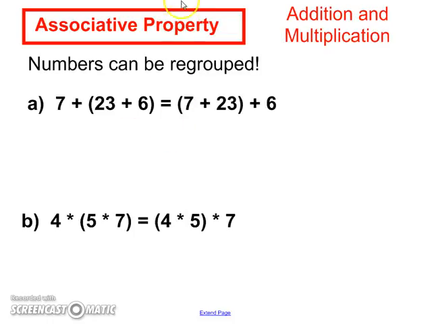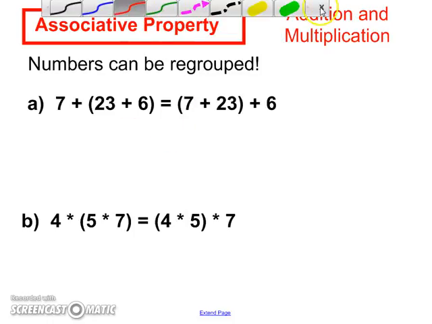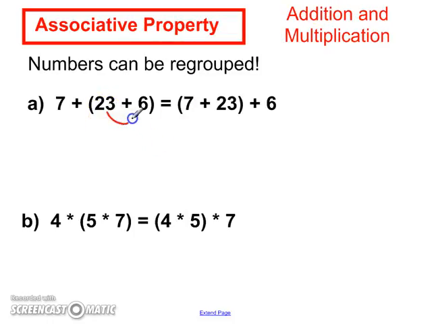Same thing here, and I'm going to go ahead and do this out by hand. 23 and 6 is 29. Plus our 7 is 36, right? 7 and 23 is 30. Plus 6 is 36. Either way, equal.